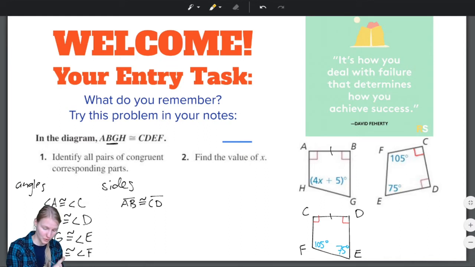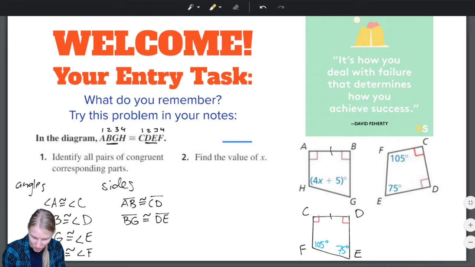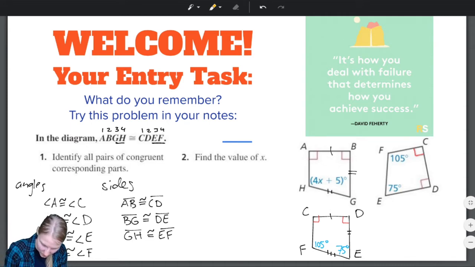B and G, 2 and 3. D and E are in places 2 and 3, if I'm thinking about A is 1, B is 2, G is 3, H is 4, like that. So that means that BG must be congruent to DE. Let's check. BG, DE. They're both on the right. Perfect. And now GH, EF should be the same. Should be congruent. And GH, EF, perfect. And that's 3 tick marks.